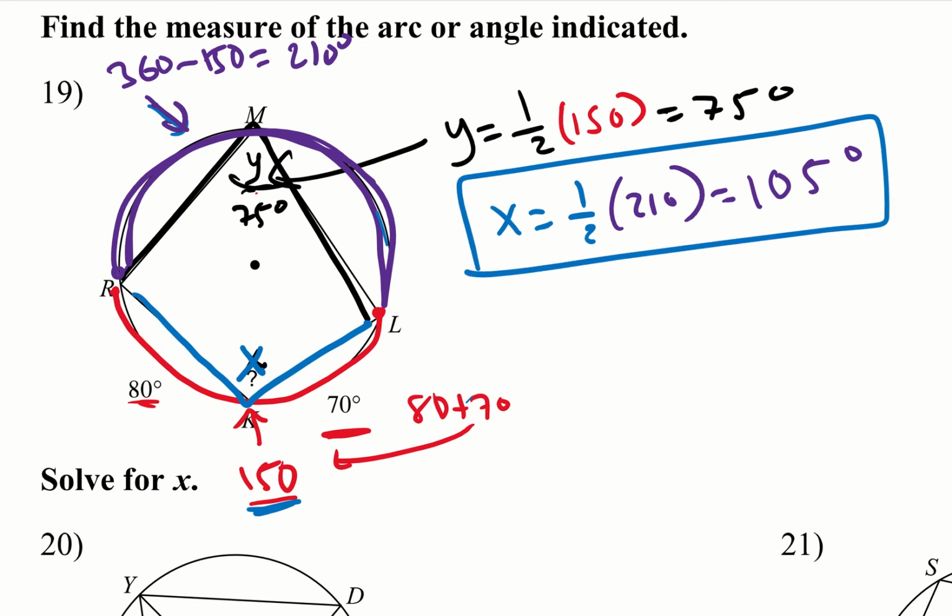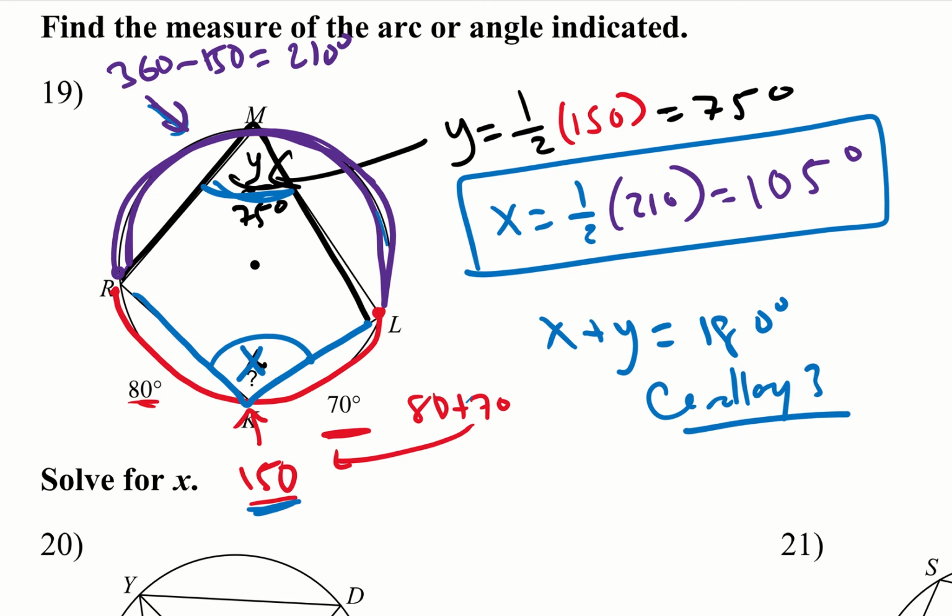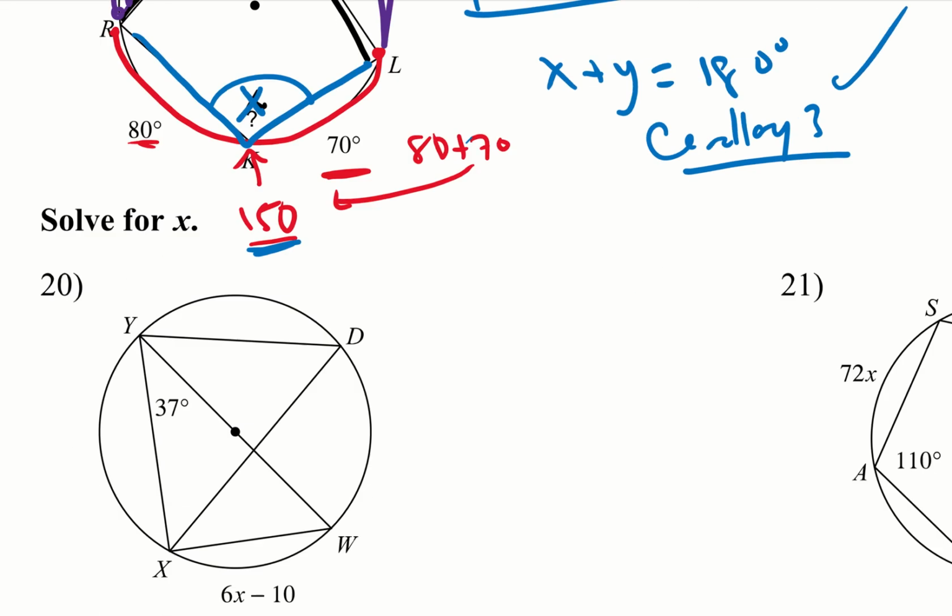Now, corollary 3 of the theorem states that the opposite angles here, x and y, must add up to 180. That's corollary 3 of the inscribed angle theorem. And so you can see that if I add those, I get 180. So that does check out. But the final answer we got is 105 there.